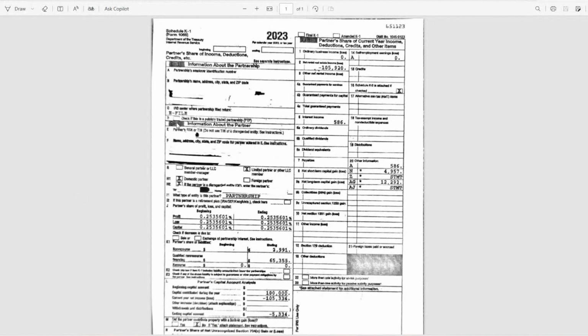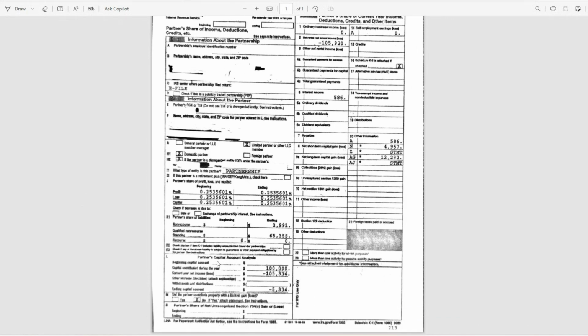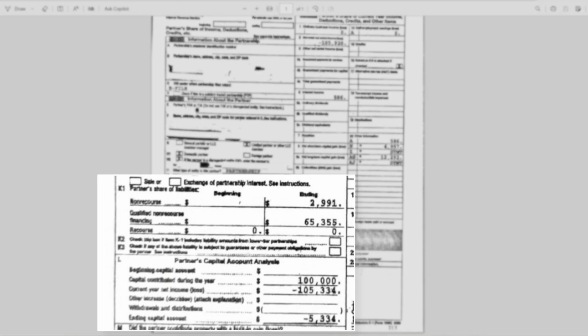Let's get going. All right, so we have an example of a K-1 here on the screen. This was the one that I was holding up. And let's walk through it. The first thing I wanted to highlight down here, again, this is a scanned-in copy, so it may not be super clear. Right here it says Partners Capital Account Analysis. So right here it says capital contributed during the year. So this particular investor invested $100,000 during the year in our RV park syndication.